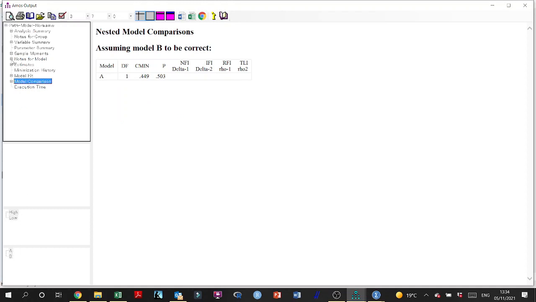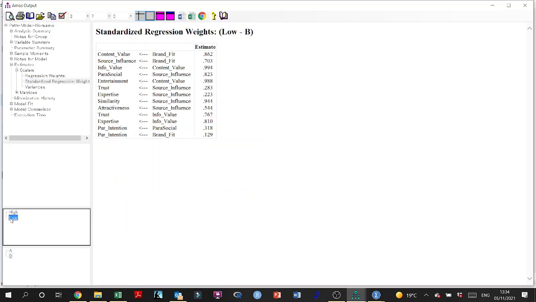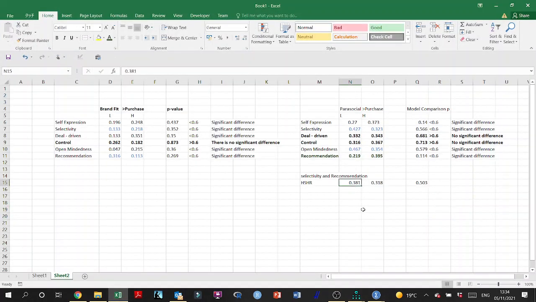Or maybe I didn't. Well, in any case, it's good to always check. So the low is 318 and the high is 381. Got it. It's the other way around. I knew it. The low is 318 and the high is 381, which is something that I was expecting. Do you see? It seems like these two together, you need to be both high on selectivity and high on recommendation to show all that.